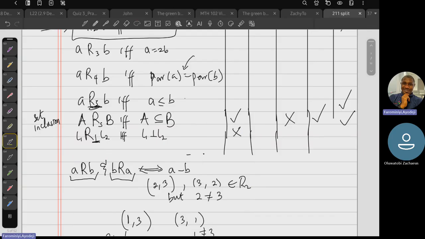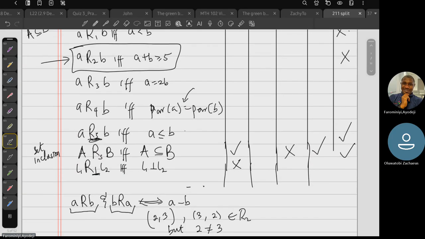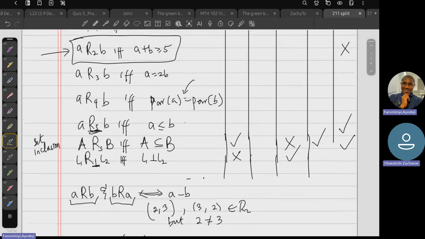Is it symmetric? Okay, line 1 perpendicular to line 2, line 2 perpendicular to line 1. Yes, I think it is symmetric, sir, because anytime two lines are perpendicular, you can switch it. What about transitive?